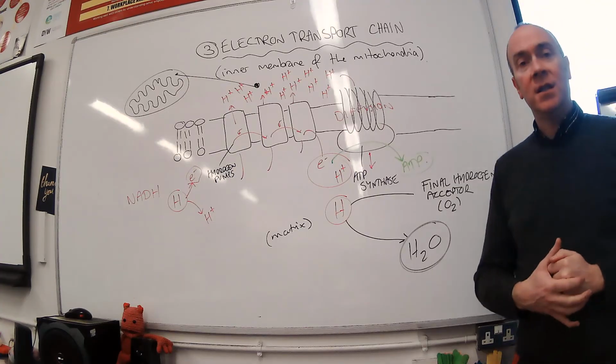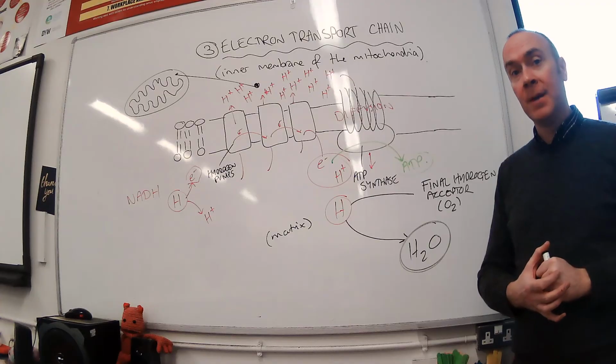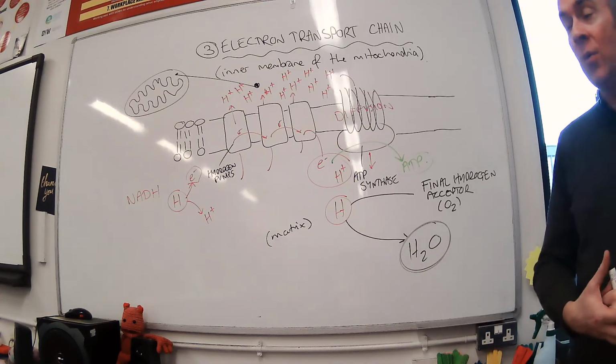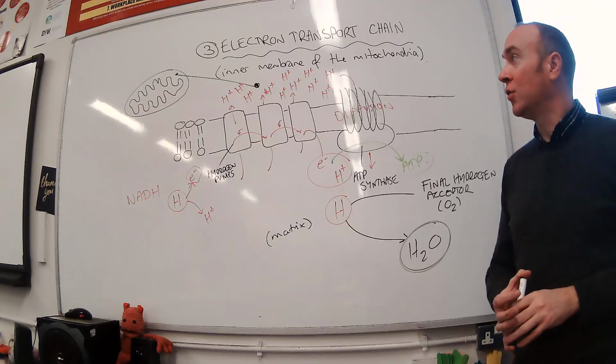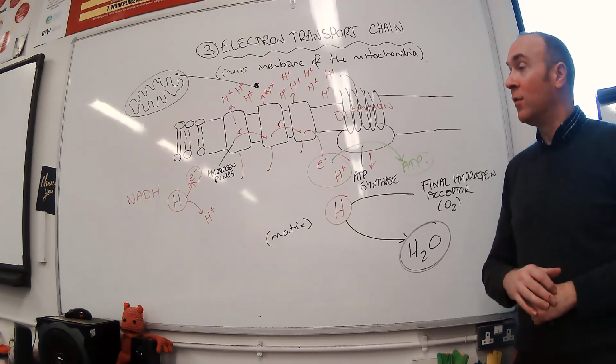And that is the third stage of aerobic respiration, the electron transport chain. Again, I've gone through that quite quickly, so please make sure that you take your time to go through each individual stage before you move on to the next one.